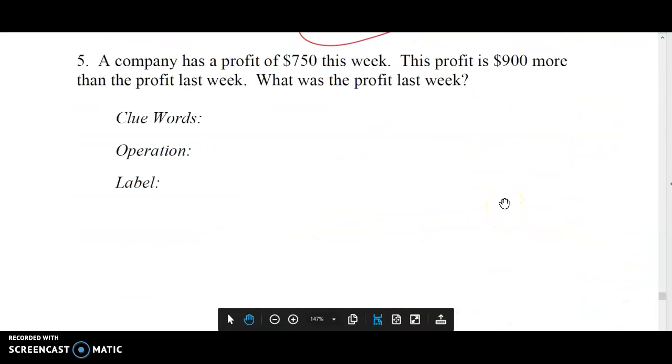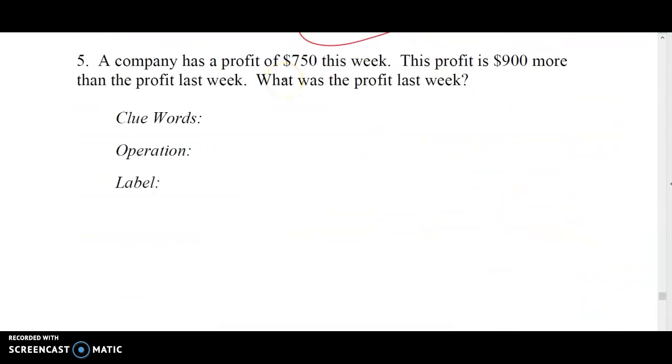A company has a profit of $750 this week. This profit is 900 more than the profit last week. What was the profit last week? This is our first problem where it doesn't say write an expression. That means this one is going to need an equation.